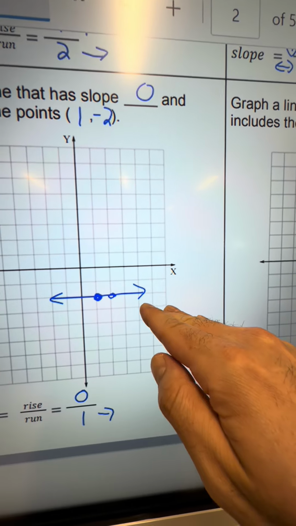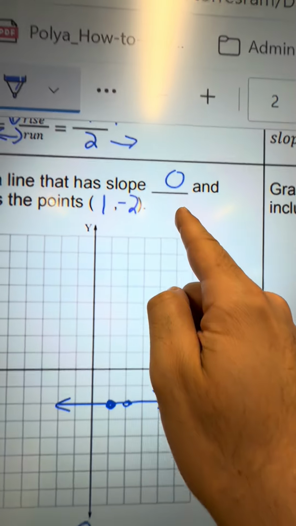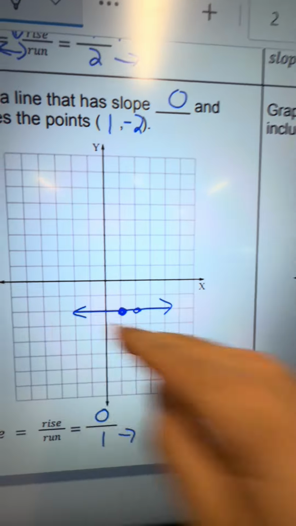Notice this is a 0 slope, and my slope was 0. So if the slope is 0, it'll always be a horizontal line.